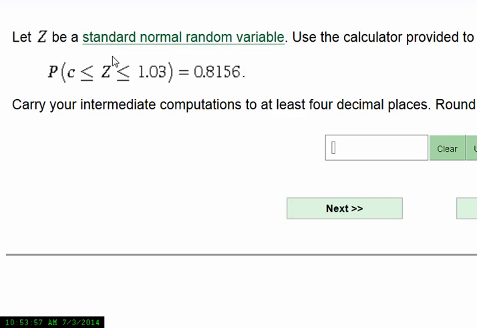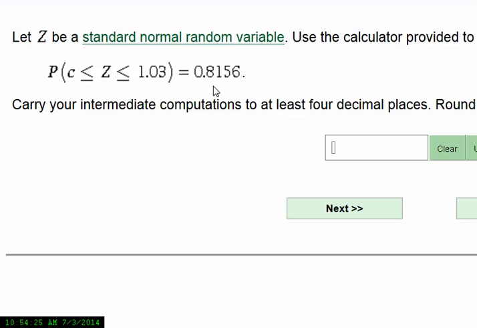This is Professor Smith. I'll be doing a problem from Chapter 7 on the standard normal random variable, advanced. Let Z be a standard normal random variable. Use the calculator provided, which you can't see because it's off the screen, to determine the value of C such that P of C is less than or equal to Z is less than or equal to 1.03 is equal to 0.8156.